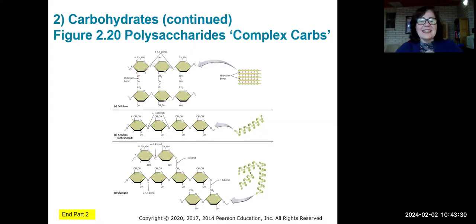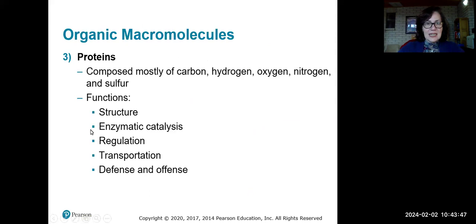Hey, welcome back. We're going to continue on with the chapter on chemistry. This is chapter 2. We have been covering the organic molecules. We did lipids already, and we just finished up carbohydrates. And now we're going to the third macromolecule that we're going to be covering in this class. And that is the molecules we call proteins.